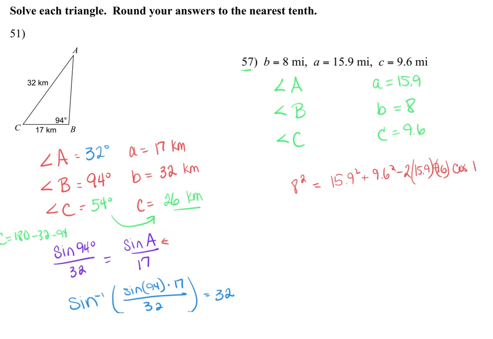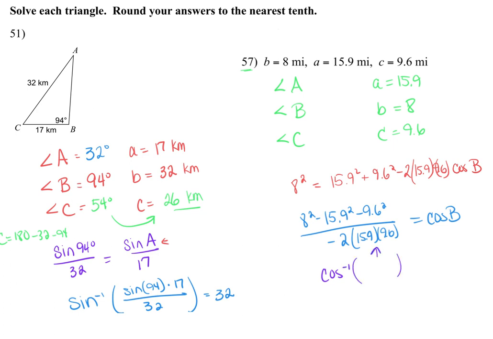cosine of that B, which means I need to back all that over. So I need to say 8 squared minus 15.9 squared minus 9.6 squared divided by that -2 times 15.9 times 9.6. That will equal the cosine of B. I can put all of that into my calculator under my inverse cosine. Just make sure you do parentheses around this, divided by, and parentheses around this when you put it into your calculator. When you do that, you should get 23 degrees for B.